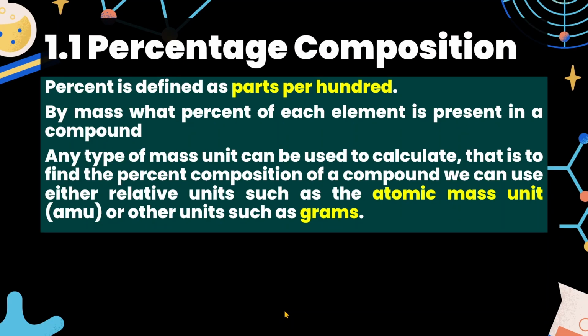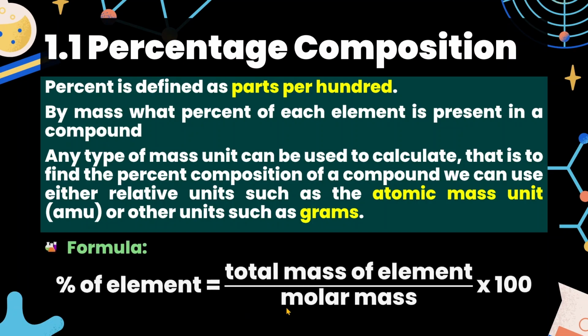Any type of mass unit can be used to calculate this. That is, to find the percent composition of a compound, we can use either the relative units, just like the atomic mass unit or amu, or other units just like grams. So basically the formula is the percentage of the element is equal to the total mass of the element in a given compound divided by the molar mass of the compound multiplied by 100.